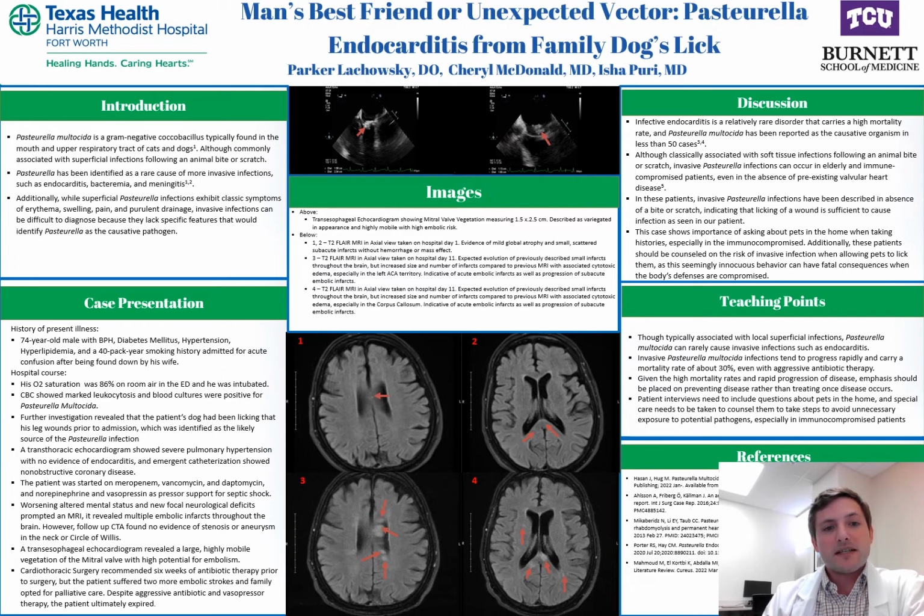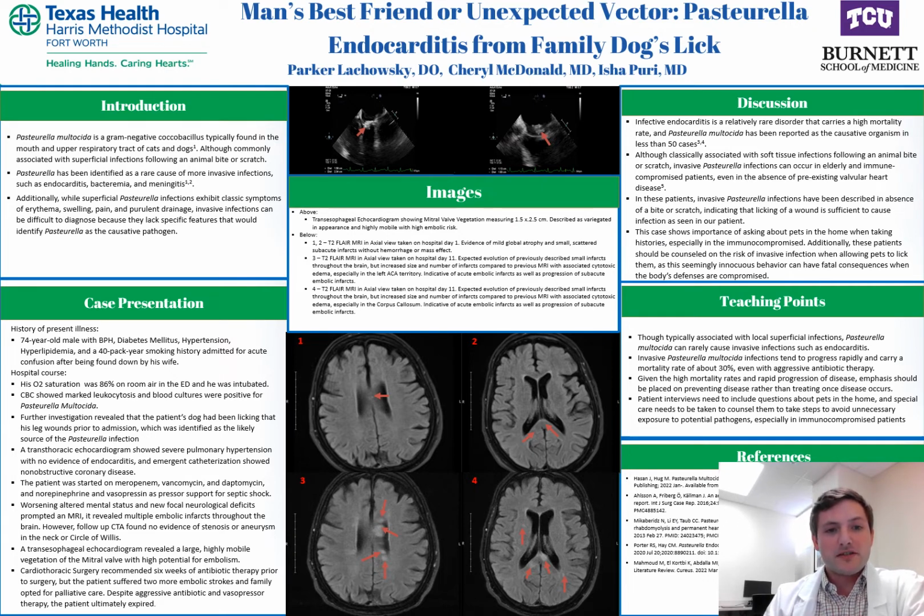We present the case of a 74-year-old male with BPH, diabetes, hypertension, hyperlipidemia, and a 40-pack-year smoking history who was admitted to the emergency department for acute confusion after being found down by his wife. In the emergency department, his O2 saturation was 86% on room air, and he was intubated. A CBC showed marked leukocytosis, and blood cultures were drawn, which were positive for Pasteurella.